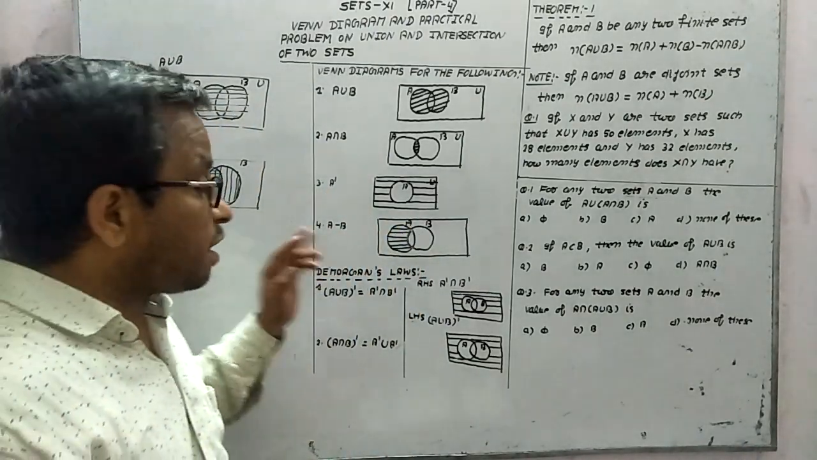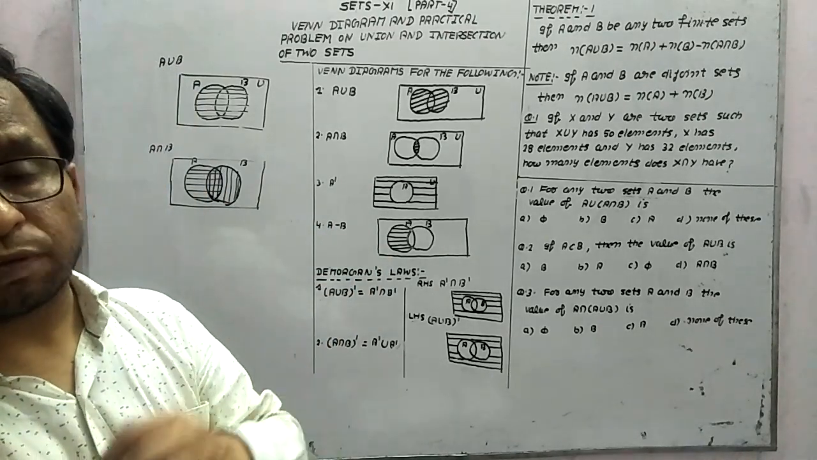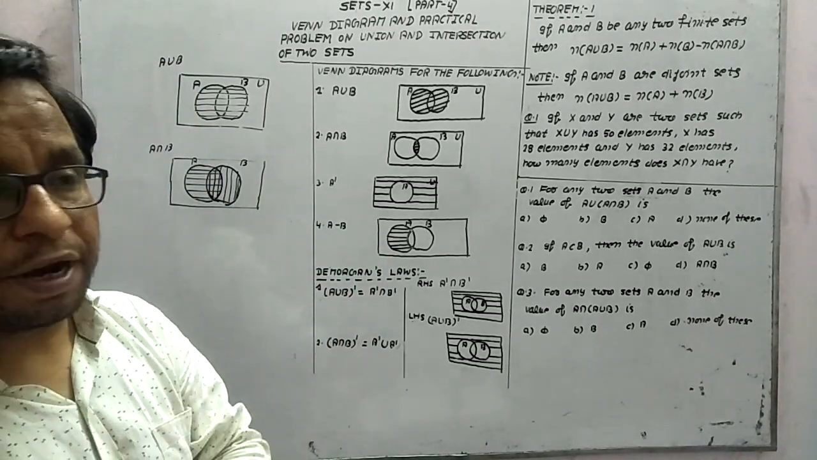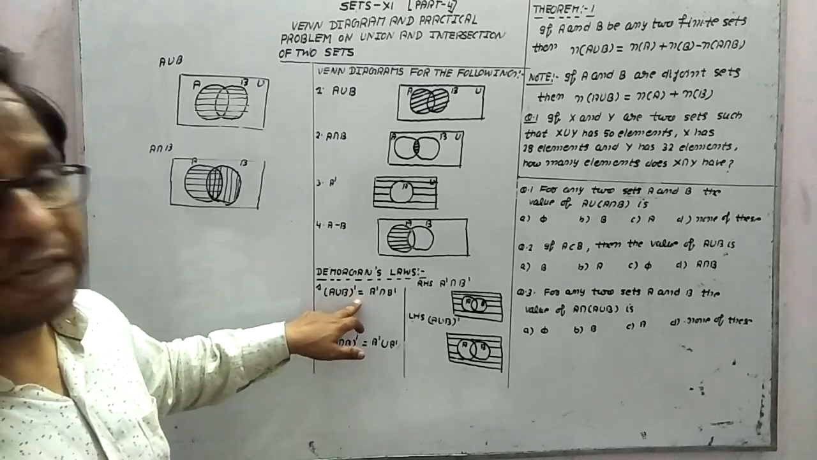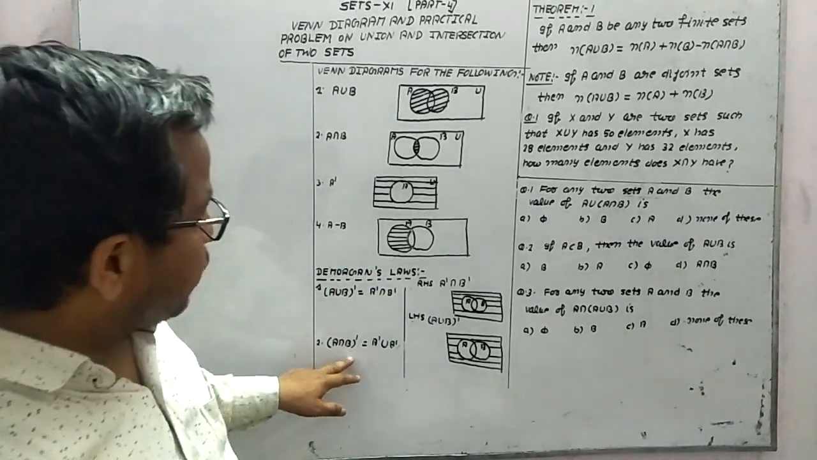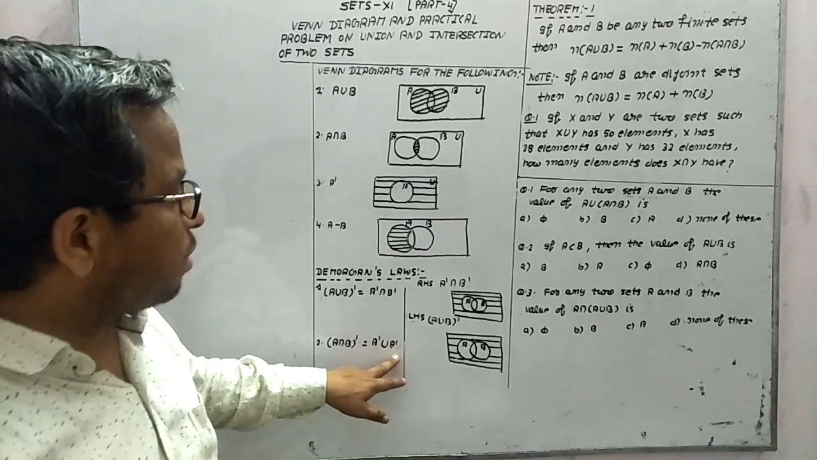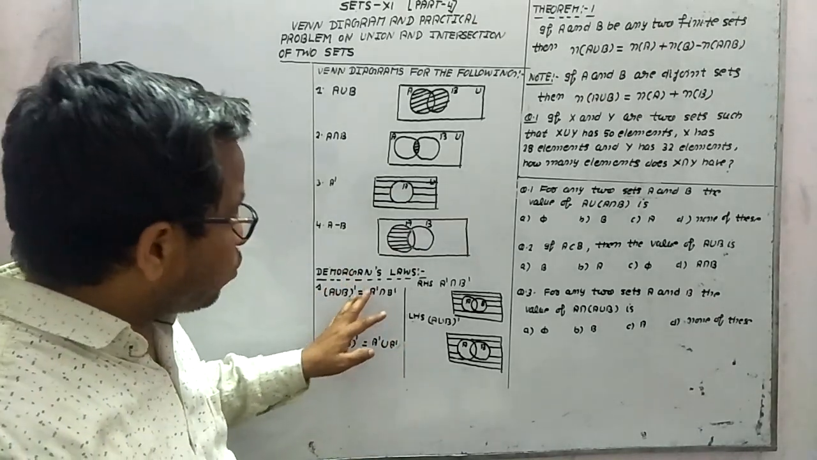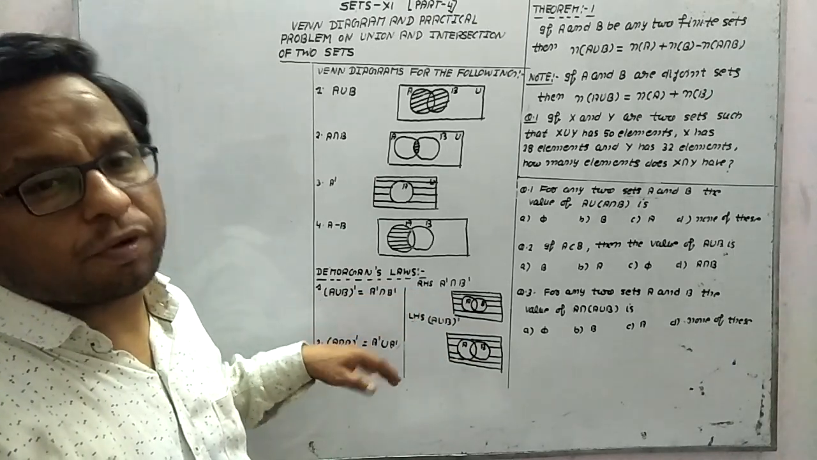Now, De Morgan's law. There are two rules for De Morgan's law which are very very important. First one is A union B dash is equal to A dash intersection B dash. Second is A intersection B dash is equal to A dash union B dash. Now first one I'll show by Venn diagram, second one you have to try.